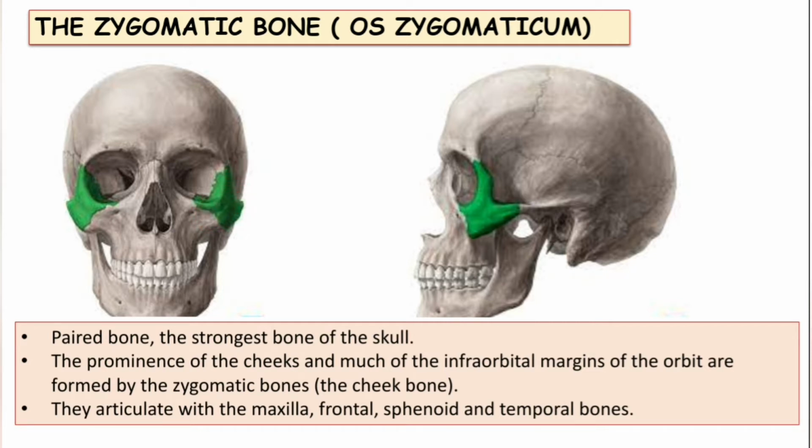They articulate with the maxilla, frontal bone, sphenoid bone, and the temporal bones. So you can see articulation with the frontal bone here. Next with the maxilla, with the maxilla here. With the sphenoid, you cannot see it exactly here, but it's somewhere here. You can see it in this view. And then with the temporal bones, you can see it. I told you that the temporal process of the zygomatic bone makes the anterior 1/3 of the zygomatic arch.